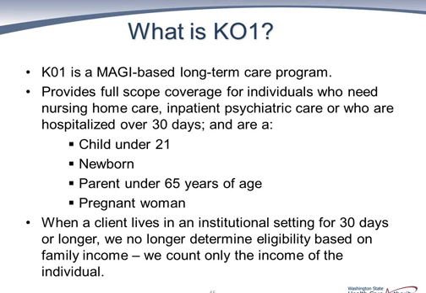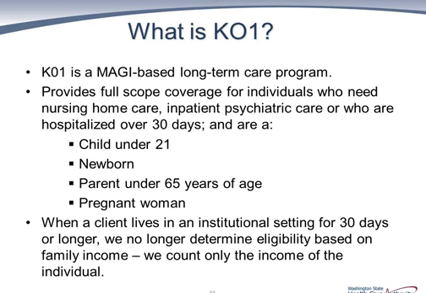It provides full scope coverage for clients who need nursing home care or long-term inpatient psychiatric care. We provide it for some children under the age of 21 in the state hospitals. And it's also used for any individual that meets that criteria below: the child under 21, a newborn, a parent under 65 years of age, or a pregnant woman who's hospitalized over 30 days, who perhaps is not eligible using the MAGI income when we look at the whole household income together.